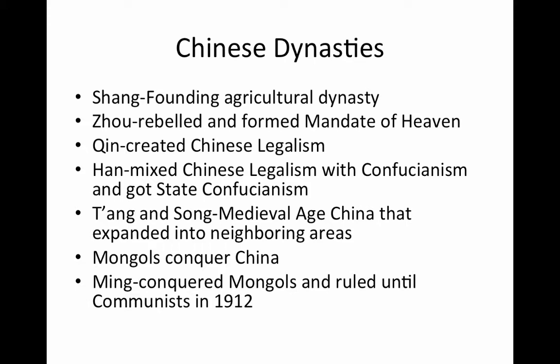The first Chinese dynasty is the Shang dynasty. They were the founding agricultural dynasty. Eventually, from within, there was a rebellion by the Chu, who rebelled. Now, in order to rebel, they had to form some type of justification, and they did this by establishing the mandate of heaven. Following that time period, there was the War of the States, and in that time period, China fell apart into a civil war.